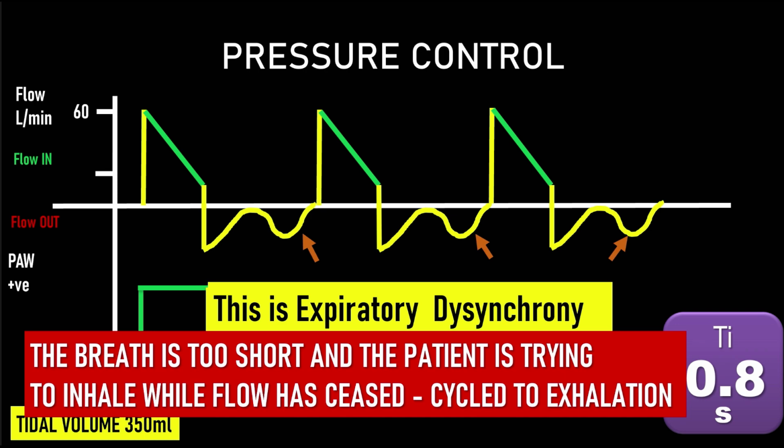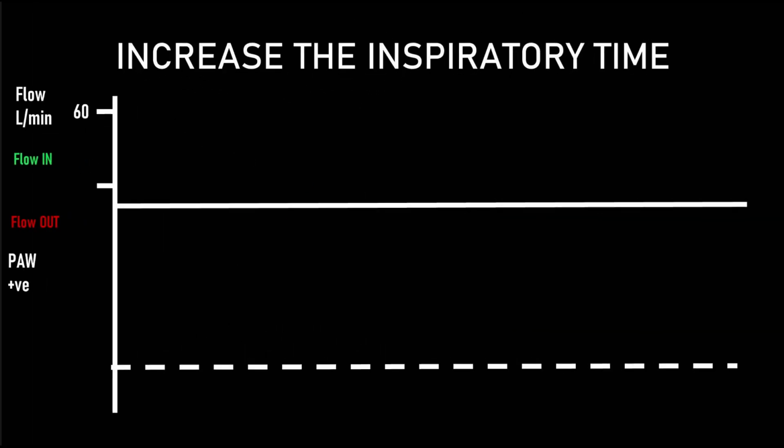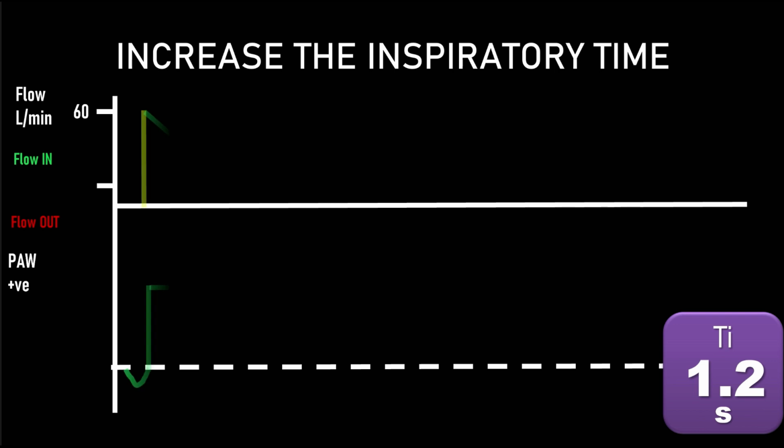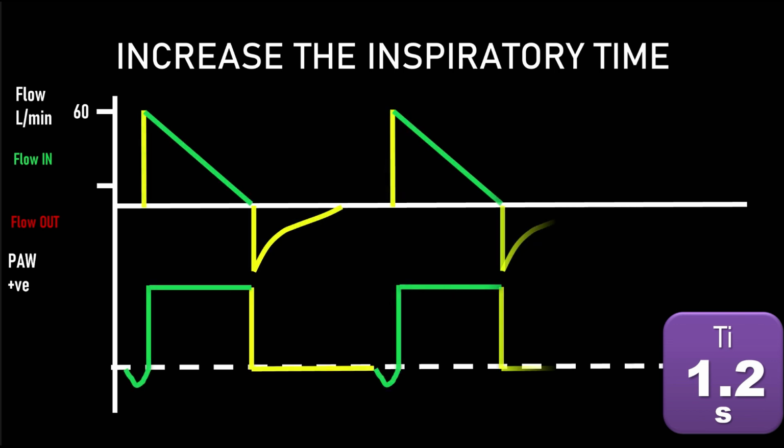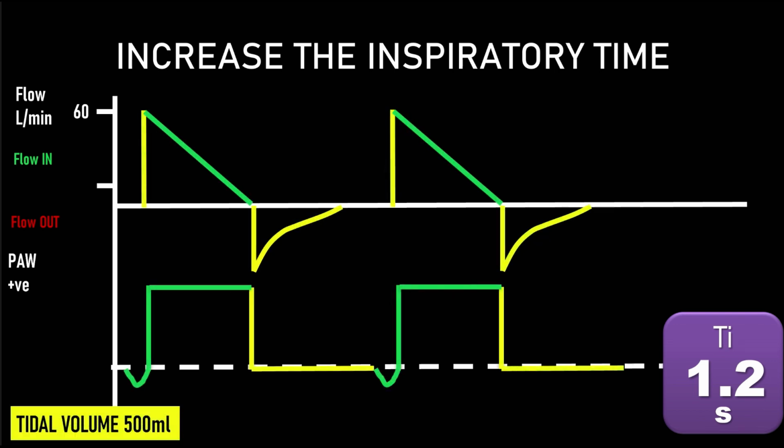How do you manage this? You manage this by lengthening the breath. In this case, we're increasing the inspiratory time to 1.2 seconds. And let's have a look. And now we have a perfect pressure control waveform with a tidal volume that may be a bit generous for this particular patient, but certainly it is higher than the curtailed volume that we were previously seeing. And notice how the inspiratory flow waveform goes all the way down to baseline before the patient exhales.